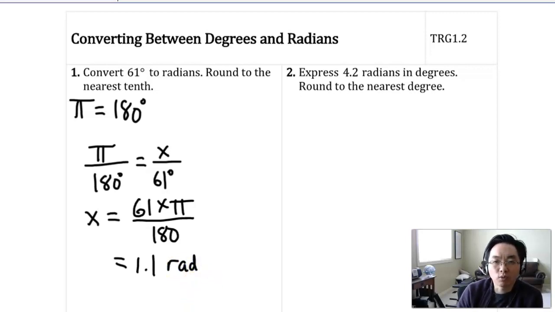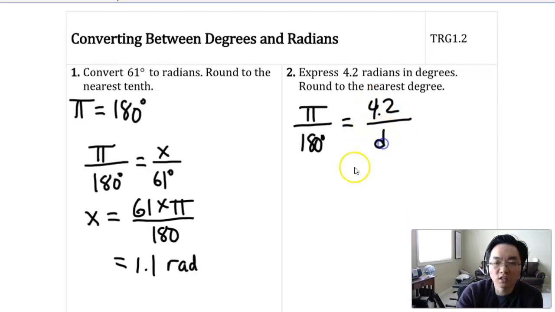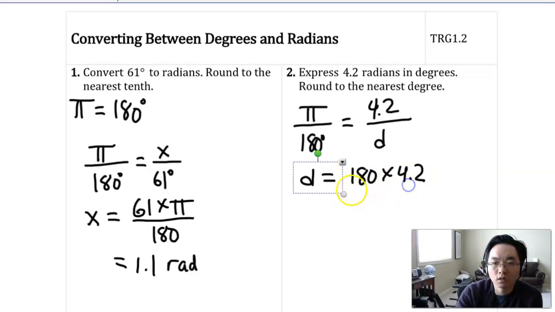Question number 2, express 4.2 radians in degrees. We're going the other way now. So we're going to round to the nearest degree here. Again, we can set up this proportion where we have pi radians is equal to 180 degrees. Therefore, 4.2 radians is equal to, well, I'll use d, d degrees. In this case, we can manipulate the formula so that we end up with d is equal to 180 times 4.2 divided by pi.